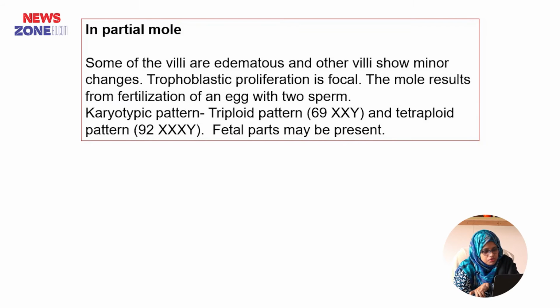But in partial mole, some of the villi are edematous and other villi show minor changes, and the trophoblastic proliferation is focal, and the mole results from fertilization of an egg with 2 sperm. So, the karyotypic pattern is triploid pattern, that means 69XXY, and tetraploid pattern, that means 92XXXY, and fetal part also may be present.